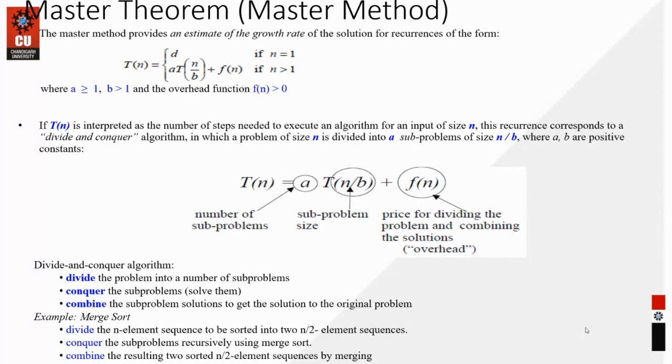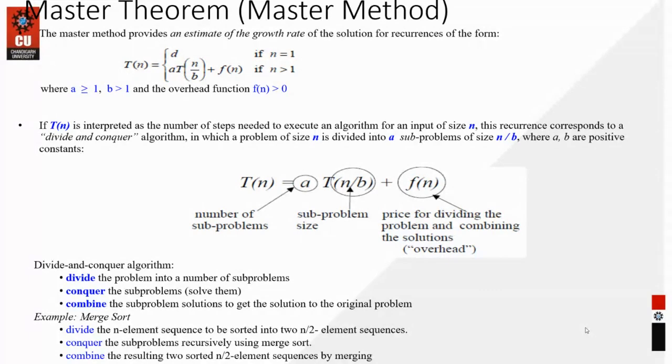Okay, so this is the master theorem formula. If you are asking sir how it comes, it is a formula like (a plus b) whole square equals a square plus 2ab plus b square. It is known to everyone. So this is the formula we are already using to calculate the time complexity of recursive functions. Like T(n) equals d if n equals 1, and aT(n/b) plus f(n) if n greater than 1. So these are the things you need to understand, where a greater than or equal to 1, b greater than 1, and the overhead function f(n) greater than 0.